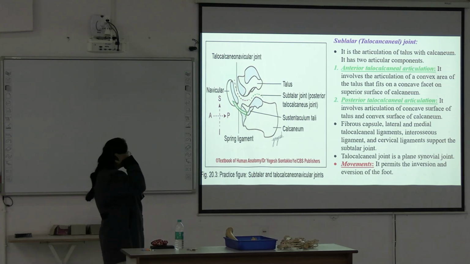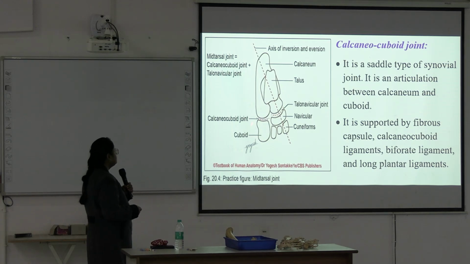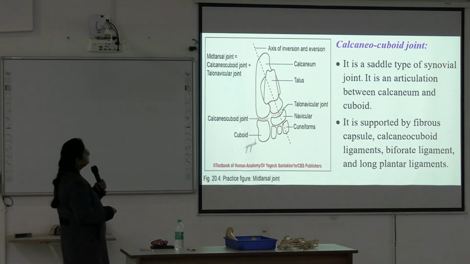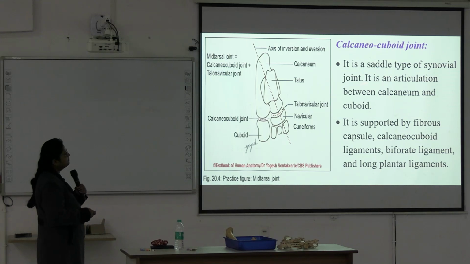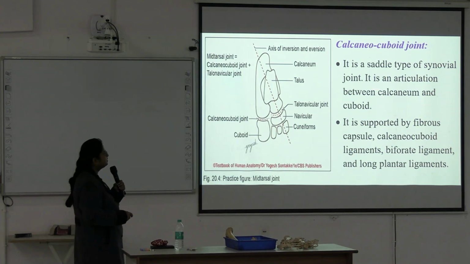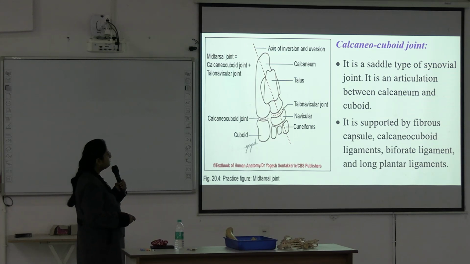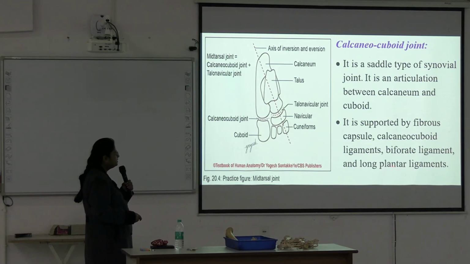Next we go to the calcaneocuboid joint, between the calcaneum and cuboid. It is a saddle type of synovial joint. The previous one was plain type of synovial joint. Here it is saddle type, an articulation between the calcaneum and cuboid, supported by the fibrous capsule, calcaneocuboid ligament, bifurcate ligament and long plantar ligament.